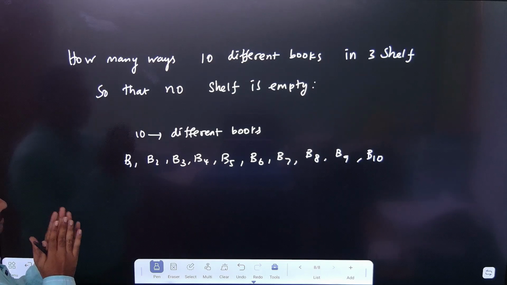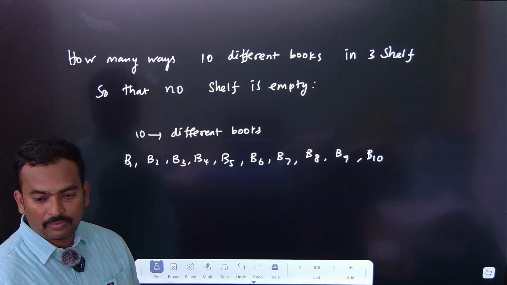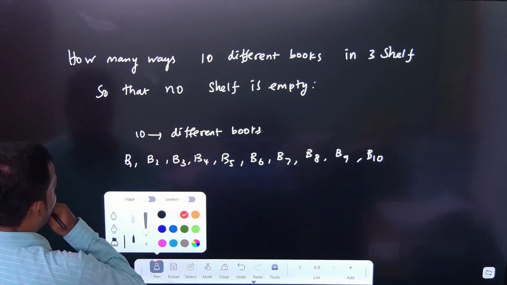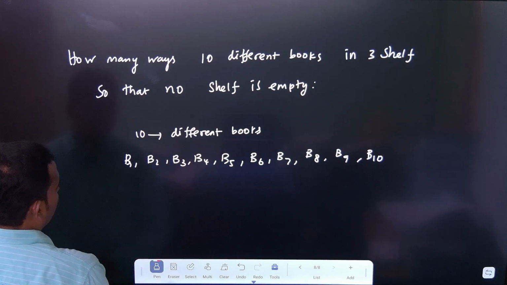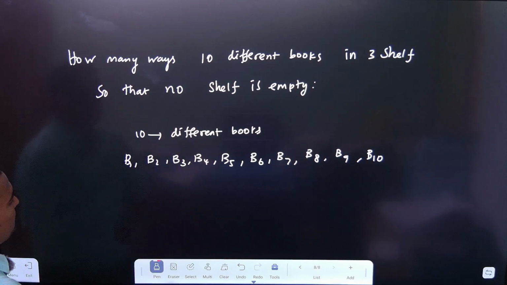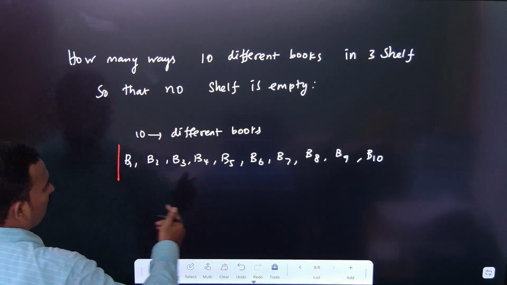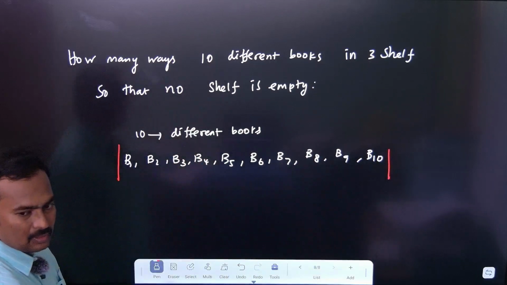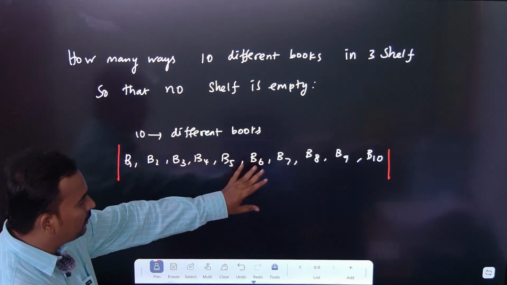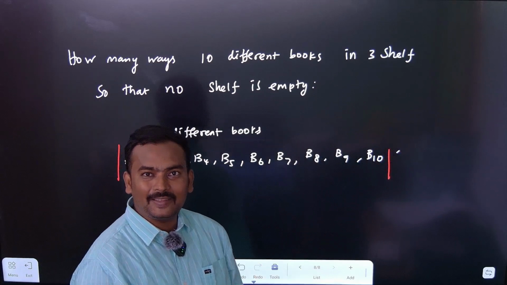You can see 3 shelves are required, which means how many partitions are required? 2 partitions are enough, right? Why? Because the thing is very simple. Suppose you put a bar here, that means you divide before B1, after B1, what will happen? This is your first shelf, this is the second shelf, this is the third shelf. That means the box may be empty.